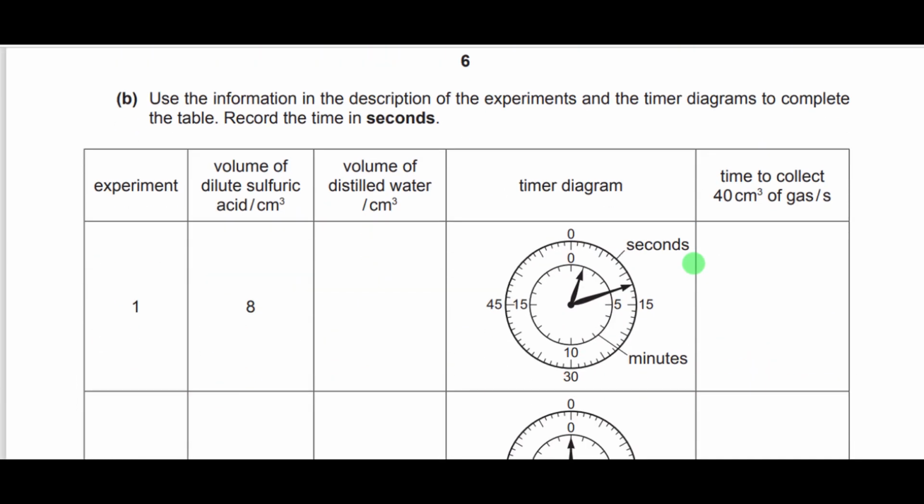Now use the information in the description of the experiment and the timer diagrams to complete the table. Record the time in seconds. Very key, that's the instruction: record the time in seconds.